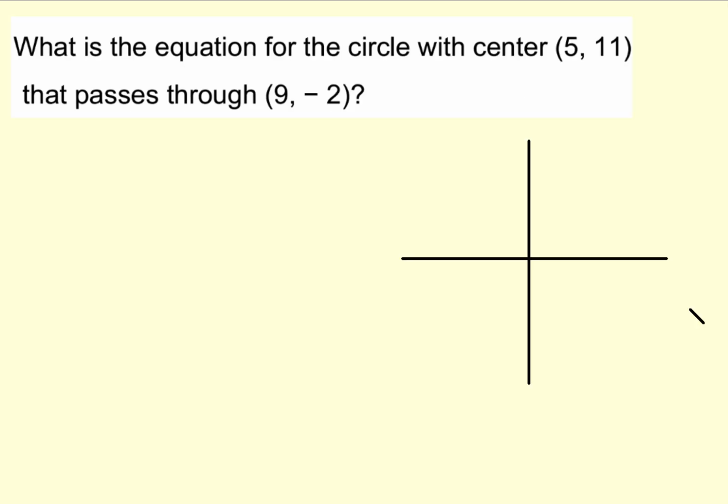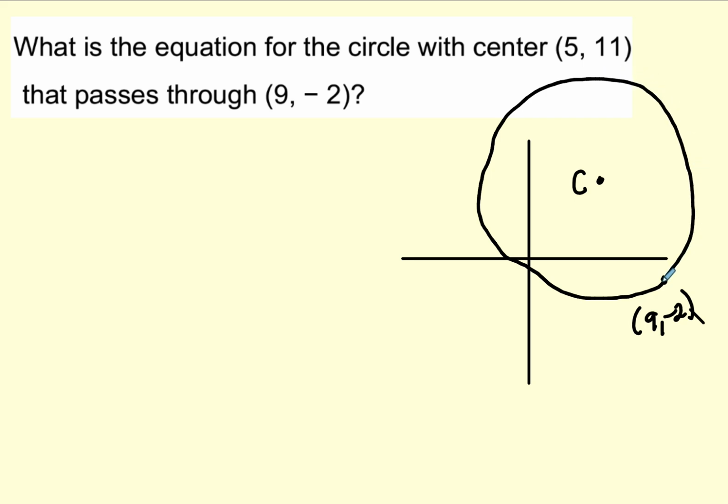Okay, let's do it again. We have a center of 5, 11, and 5, 11 is like right about there. And we know we need to go to 9, -2. So this is the center, and we know that our circle has to pass this point 9, -2. So the circle needs to look something like that, going all the way around like this. So we know our center, and the next thing we're going to have to do is figure out this radius, because that point is going to create our radius.